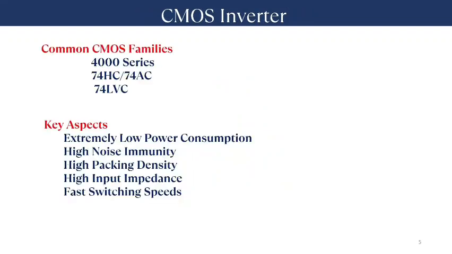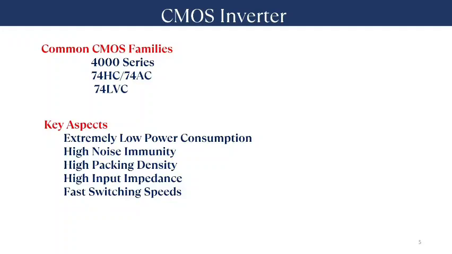The CMOS families are the 4000 series, which operates over a wide voltage range of 3 volt to 18 volt, and then 74HC and 74AC, that is 2 volt to 6 volt, standard fast CMOS, that is high speed CMOS, and advanced CMOS, often used for logic functions in digital circuits. Then 74LVC, that is 1.65 volt to 3.3 volt, low voltage very fast ICs.